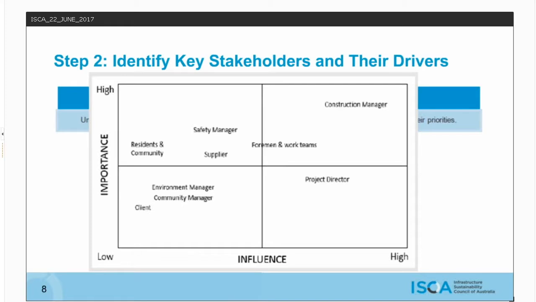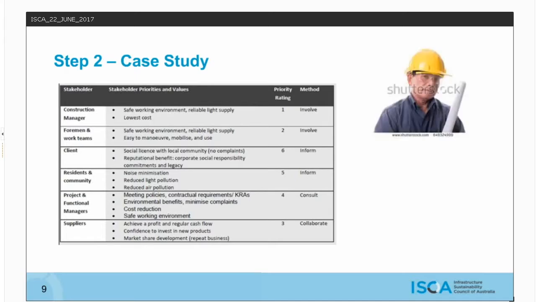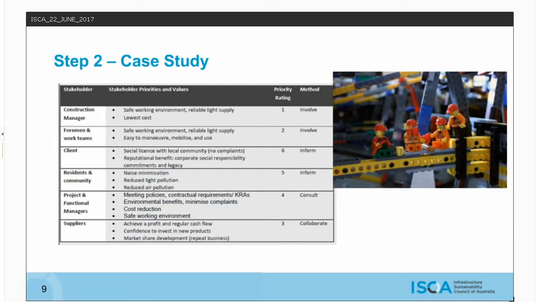So Louis leaves Steve's office and starts thinking about stakeholders for this initiative. So obviously Steve is a key stakeholder, and I know that he cares about a safe working environment and is very cost conscious. Then there are the foremen and the crews. They're also interested in a safe environment and reliable lighting. They might also want to ensure that the lights are easy to manoeuvre, to mobilise and operate. So it's important to involve them.